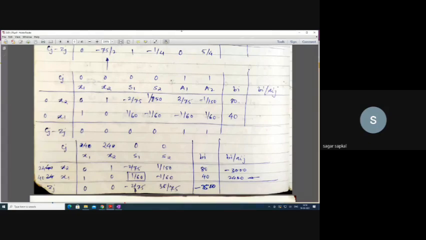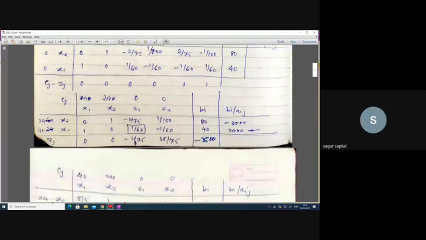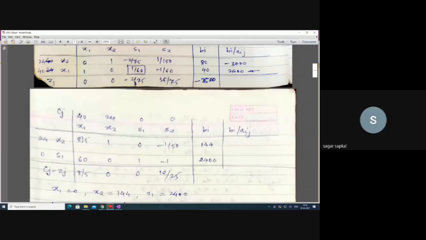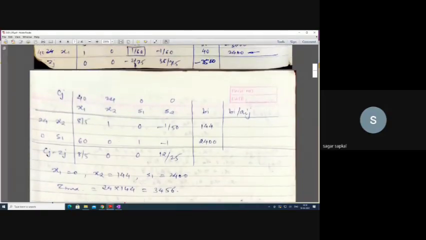Okay, have you completed the next table? Yes, sir. Now you just check whether you got the same table. This one only. Am I right? Yes, sir, this is the same table.